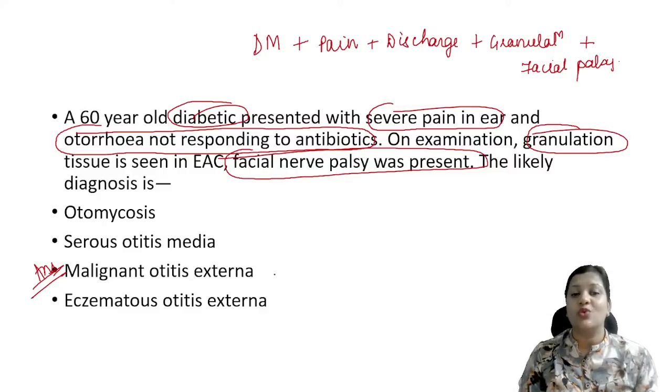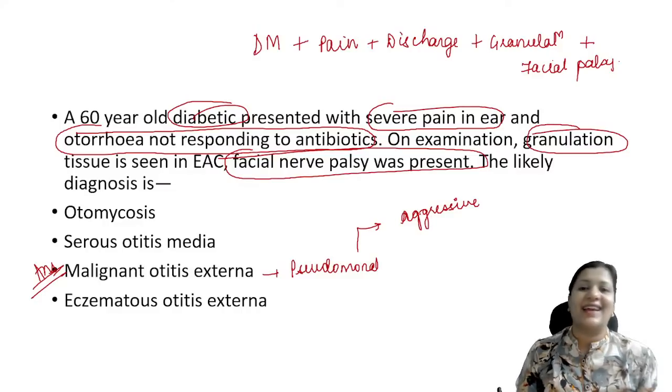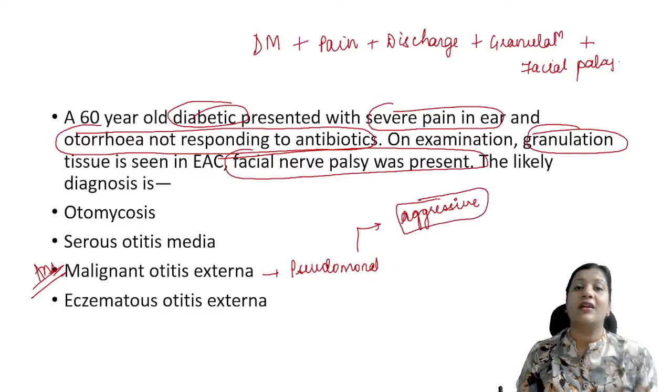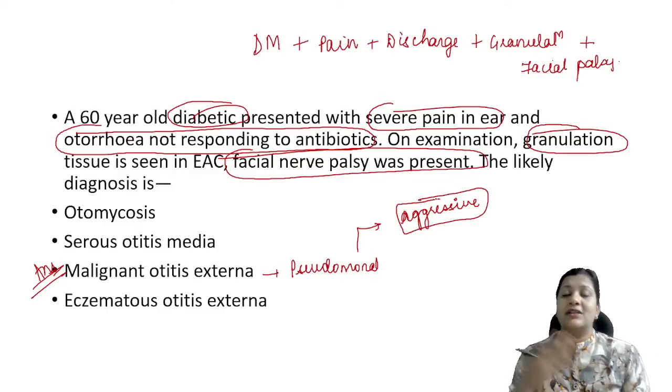So this is a pseudomonal infection that you see in elderly and diabetics. Now this pseudomonal infection is an aggressive infection. It is not an infection that will respond very quickly. So it's a very aggressive infection and you have to treat it very aggressively by giving anti-pseudomonal antibiotics. Piperacillin, tazobactam are usually the drug of choice.